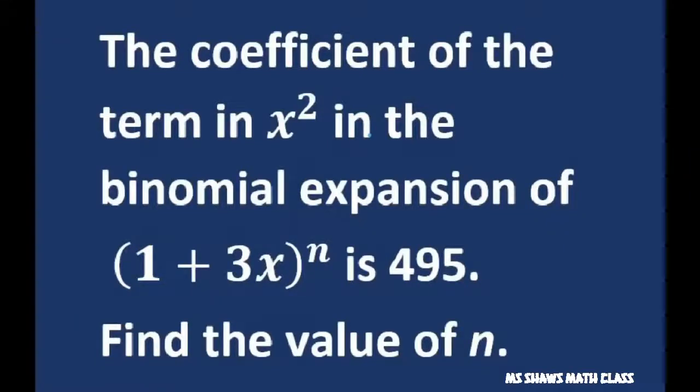Hi everyone. The coefficient of the term in x squared in the binomial expansion of (1 plus 3x) raised to the nth power is 495. And we need to find the value of n.